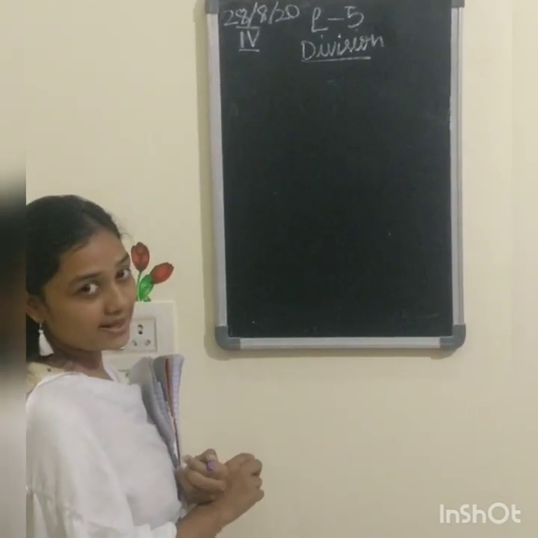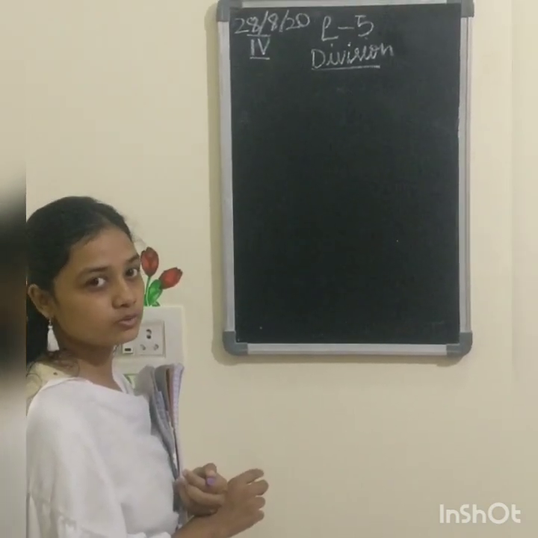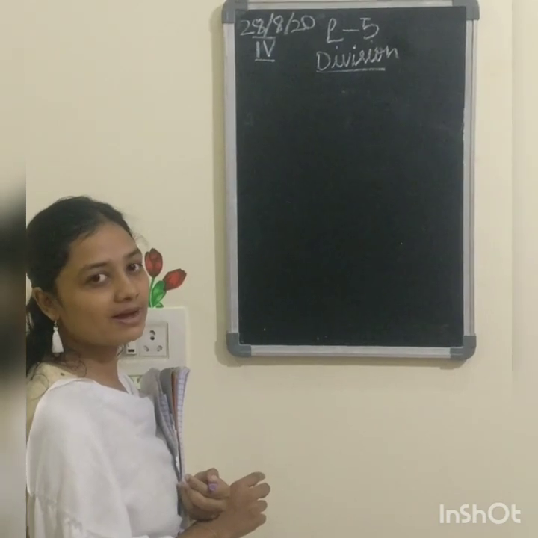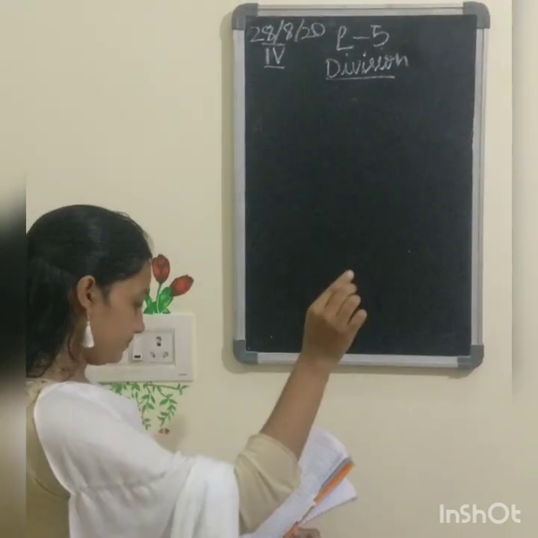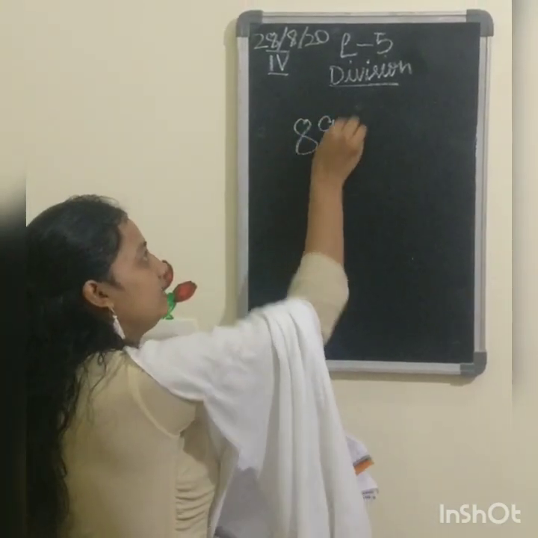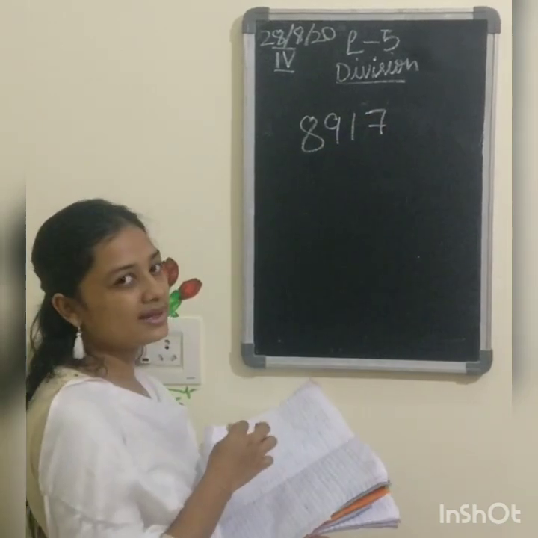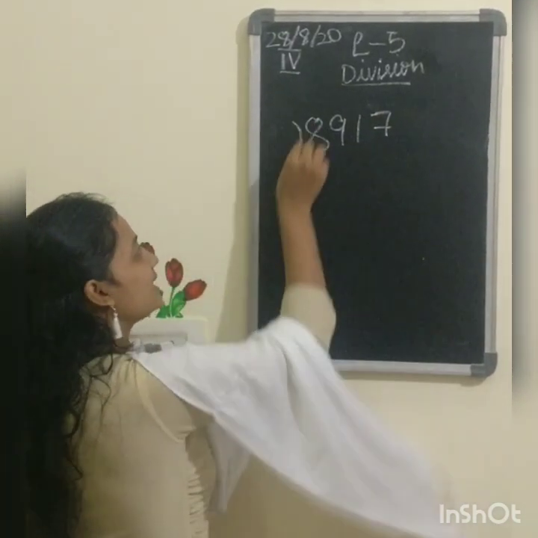Now we finish exercise 5.1. Before going to 5.2, let us know how to divide in the long form. I am going to take a number, 8917. That's a big number. Now I am going to divide it with 9 ones up.